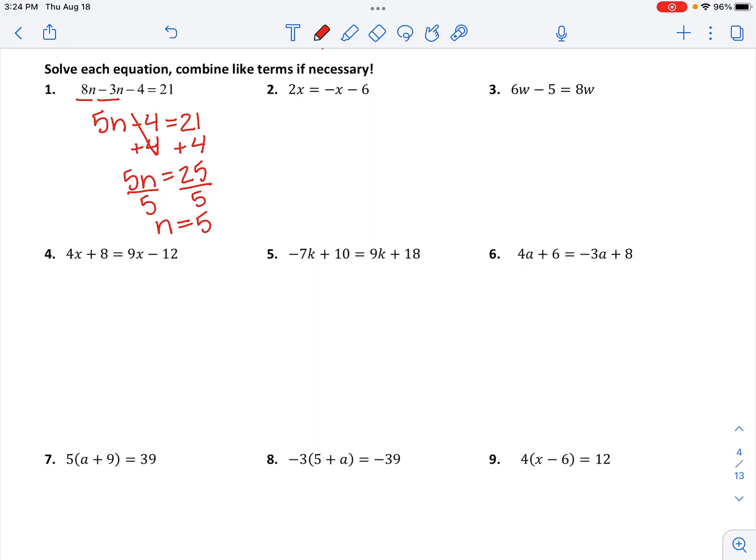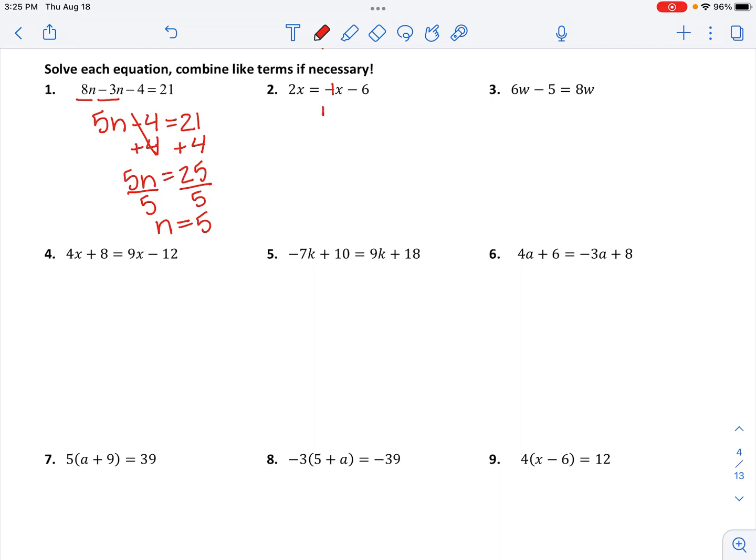All right, for the next one here, number 2, we have 2x equals negative x minus 6. I always like to put in a 1, so I know it's negative 1x minus 6. For this, we have variables on both sides. We need to get all of the variables on one side, all of the constants on the other, then we can finish solving. So I know I have a variable here and I have a variable here.